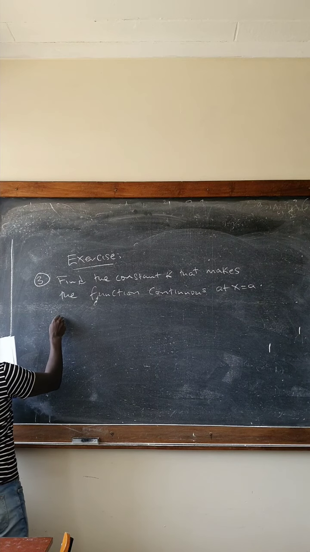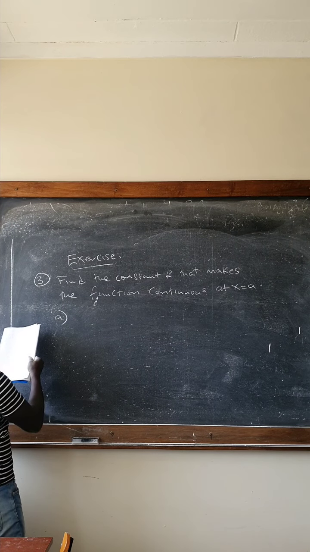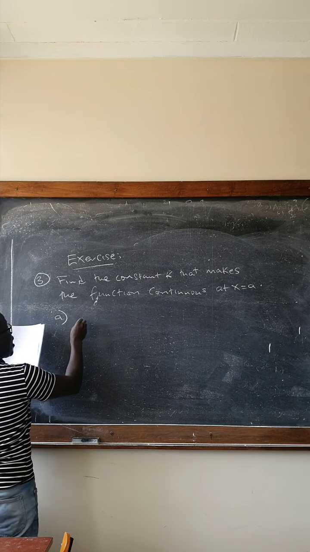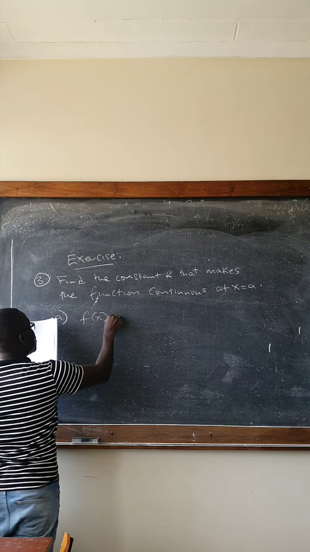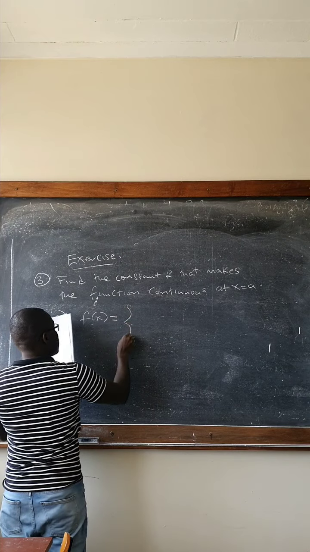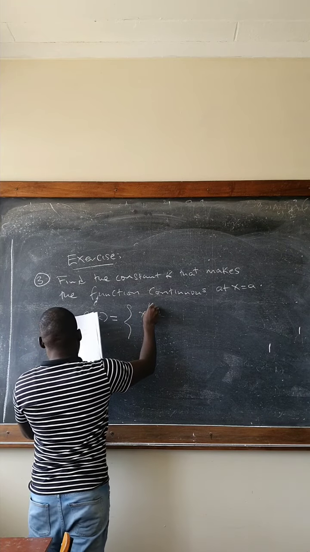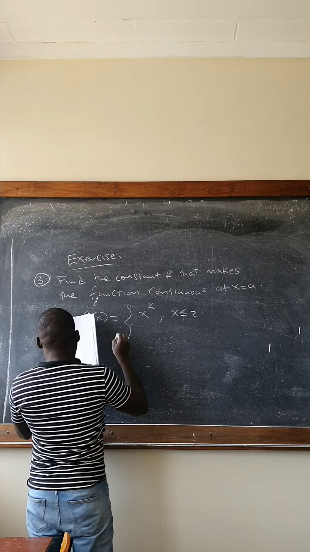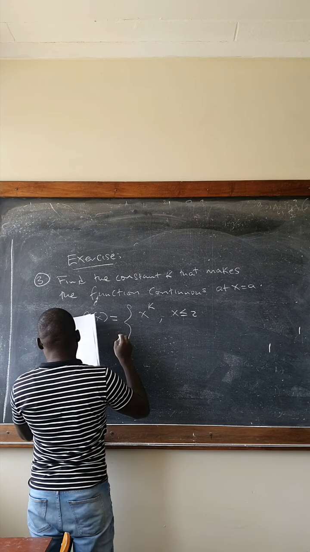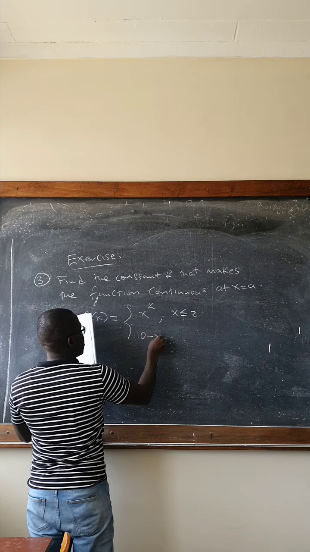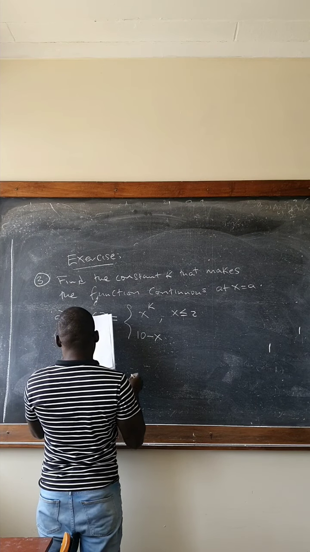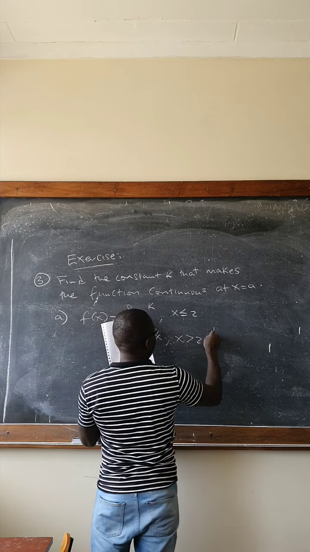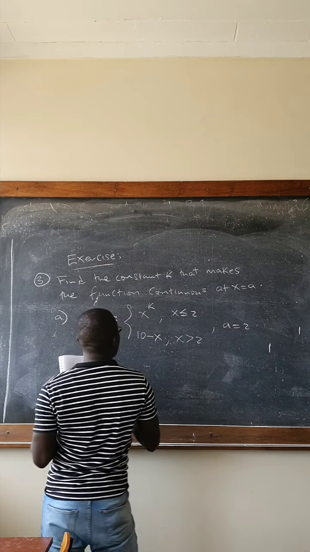And an example here is f of x, which is equal to x power k for x less or equal to 2, and 10 minus x for x greater than 2. And here we are talking about the point a is equal to 2.